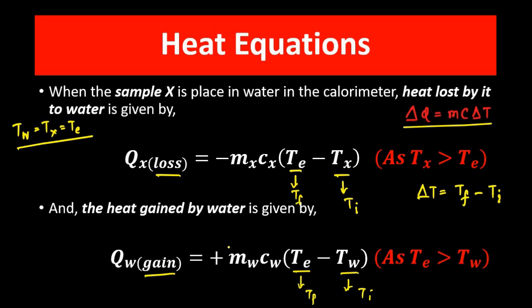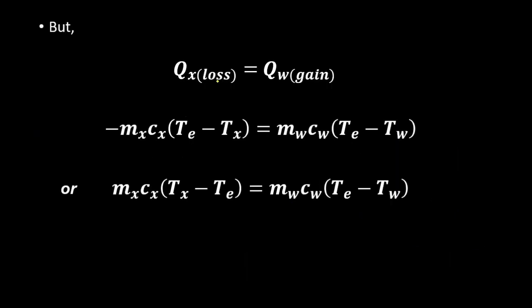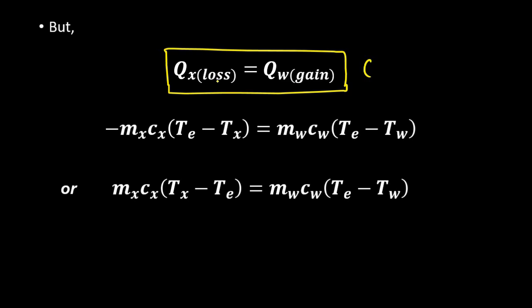Okay, now Tx is greater than Te, Te is greater than Tw. Now as per the concept of calorimetry, heat loss is equal to heat gain. This is the most important principle of calorimetry. And here the important consideration is that this holds provided that there is no heat loss to the surroundings, because otherwise this equation fails.